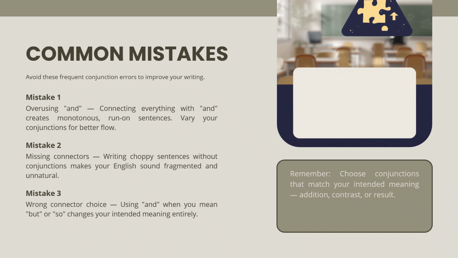Common mistakes. Let's fix mistakes. Mistake 1: overusing "and." Mistake 2: not using conjunctions. Mistake 3: using the wrong conjunction. Example: I was tired and I slept. Okay, but basic. I was tired, so I slept. Better.